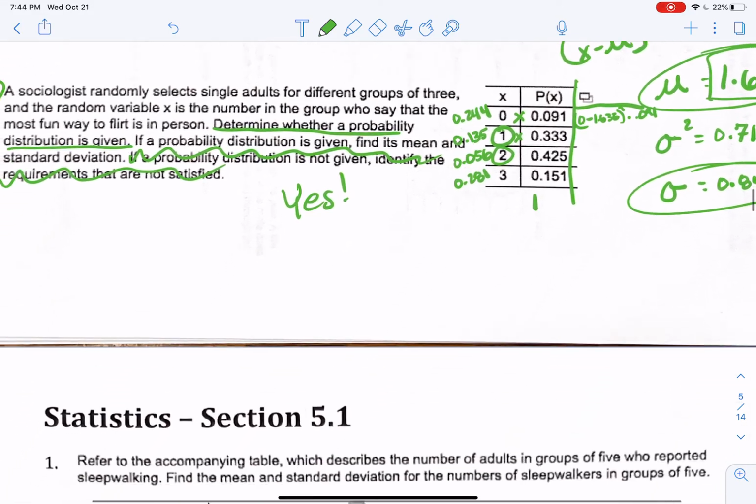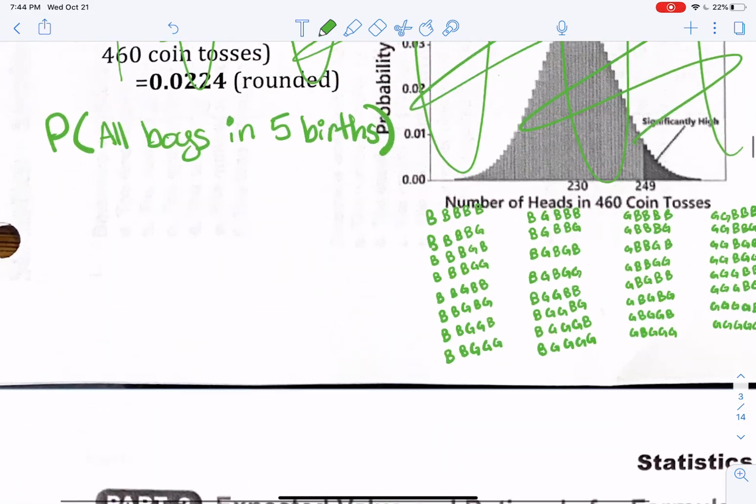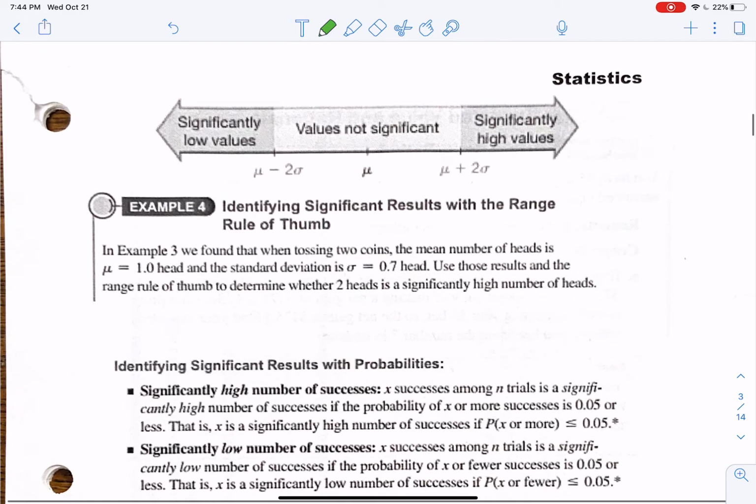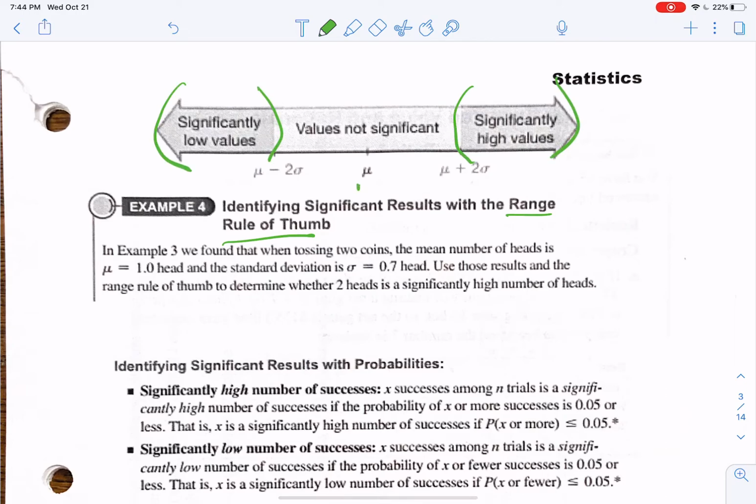Okay, now let's go back up here where we talk about the range rule of thumb. We're going to kind of go up and down. I hope I don't get you too nauseous here. The range rule of thumb for standard deviation and mean: we talked about significantly high values, significantly low values, and the average or the mean is here in the middle. Values that are considered to be significantly high are 2 standard deviations above, so plus 2 standard deviations, and then significantly low values would be subtracting 2 standard deviations.